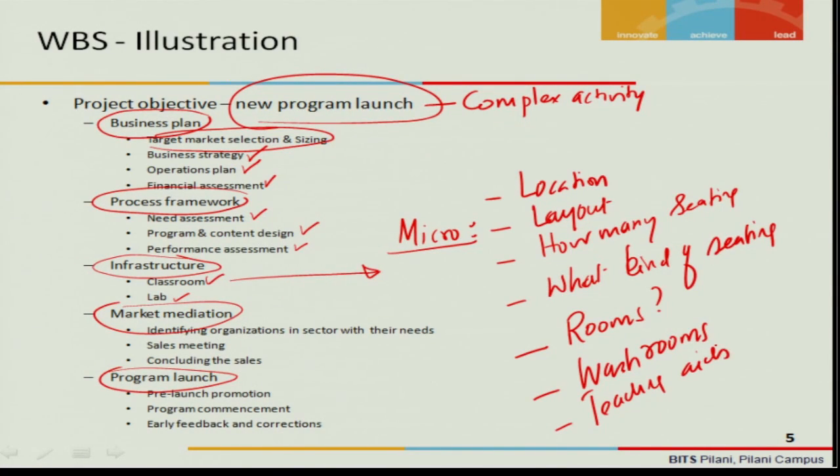And again, when you get into teaching aids, you will have several. One is the smart board, then video projector, etc. Once you identify the smart board, you will further identify certain activities like what kind of a smart board, who are all the prospective suppliers, what is the budget for it, etc. All these activities will be detailed.